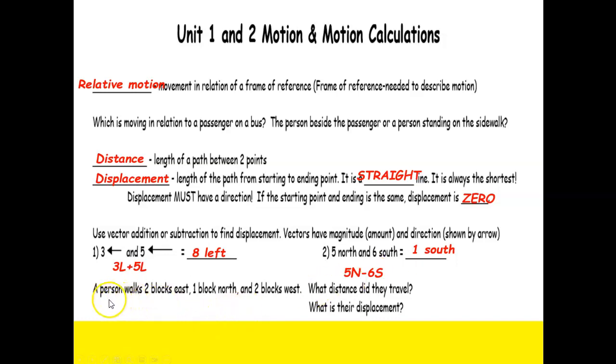Okay, so now looking at this: a person walks 2 blocks east, then 1 block north, and then 2 blocks west. Again, we're going to add these up to get our distance. So 2 blocks plus 1 block plus 2 blocks would be 5 blocks, but then we have to figure out the displacement. If we drew it, it's 2 blocks to the east, 1 block to the north, and then 2 blocks to the west. So my displacement would really only be 1 block north. Okay, so that's how you can figure out your displacement: how far they are from the starting point and in what direction.